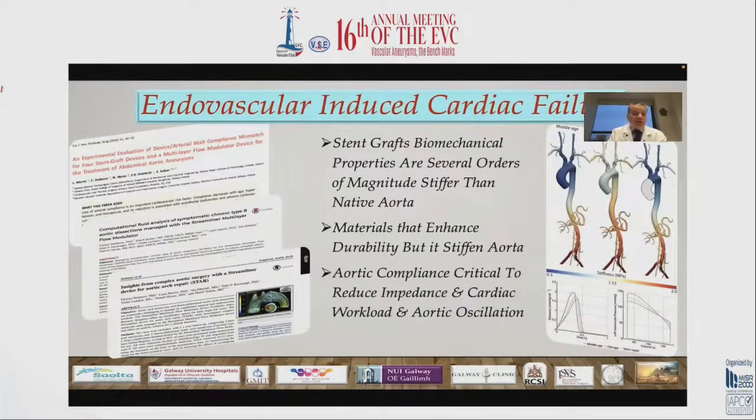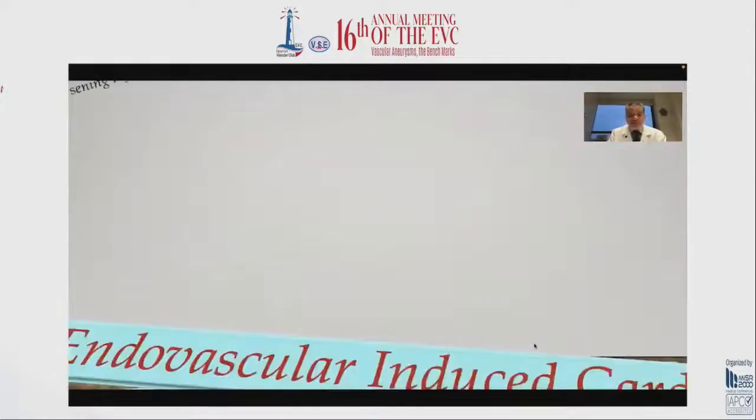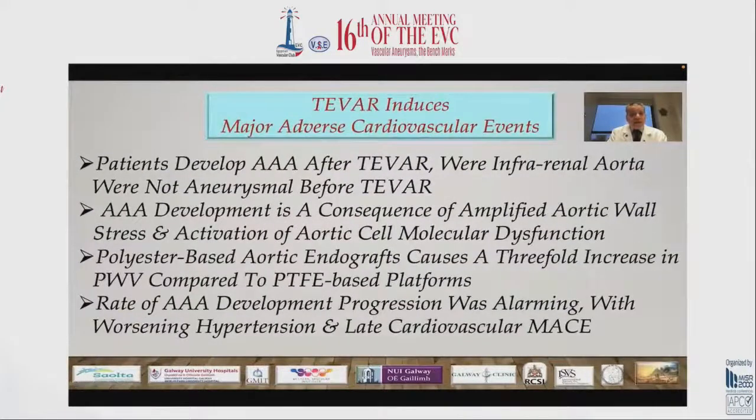We have done a huge amount of simulation and experimental evaluation of device-arterial wall compliance, computational fluid analysis of symptomatic chronic type B dissection, or insight from the complex aortic surgery with a streamliner. And what we find is that stent graft biomechanical properties are several orders of magnitude stiffer than the native aorta. Material that enhances durability, but it stiffens the aorta. Aortic compliance is critical to reduce impedance, cardiac workload, and aortic oscillation. TEVAR induces major adverse cardiovascular events.